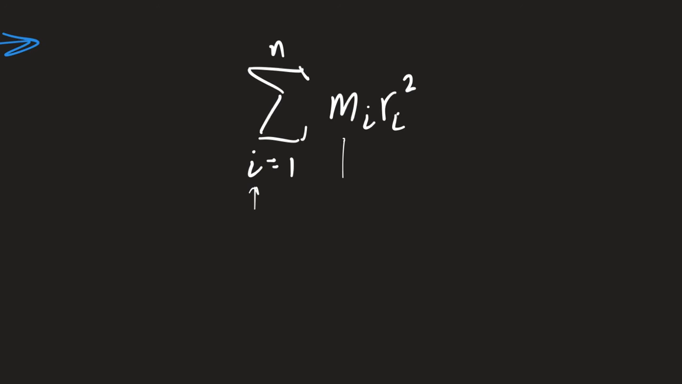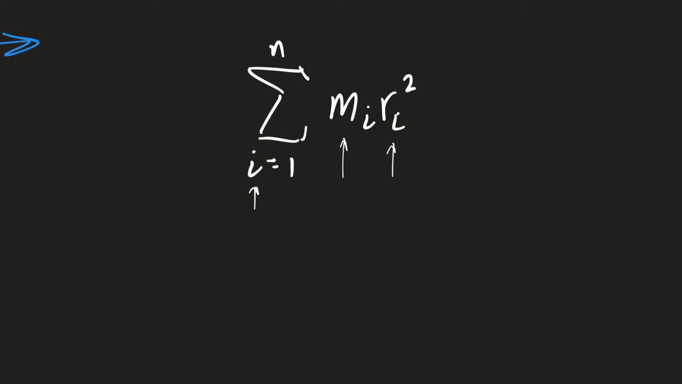We're going to take each object's mass and each object's distance from the axis of rotation. We're going to square the distance and multiply by the mass. We're going to start with object 1, and we're going to go to each of the objects until we reach the last object. That's all this is saying.